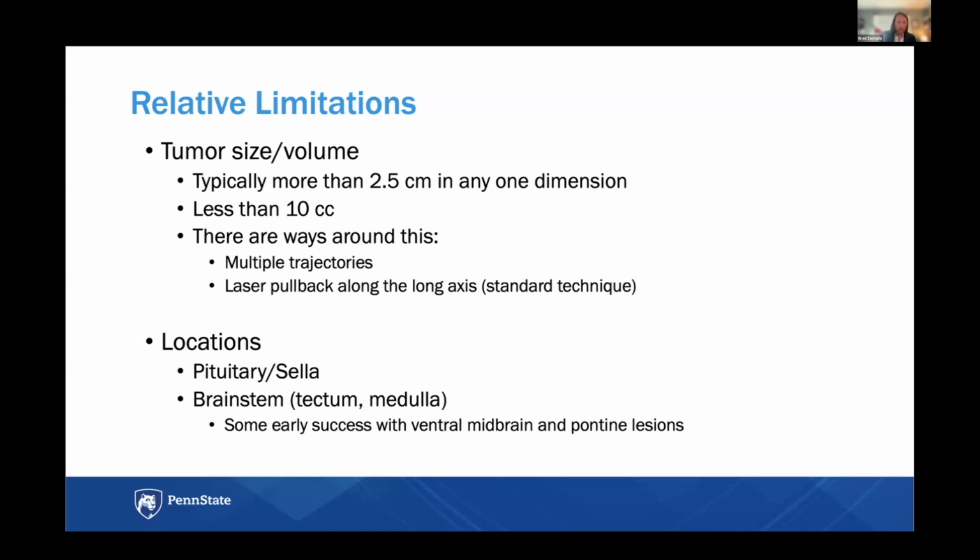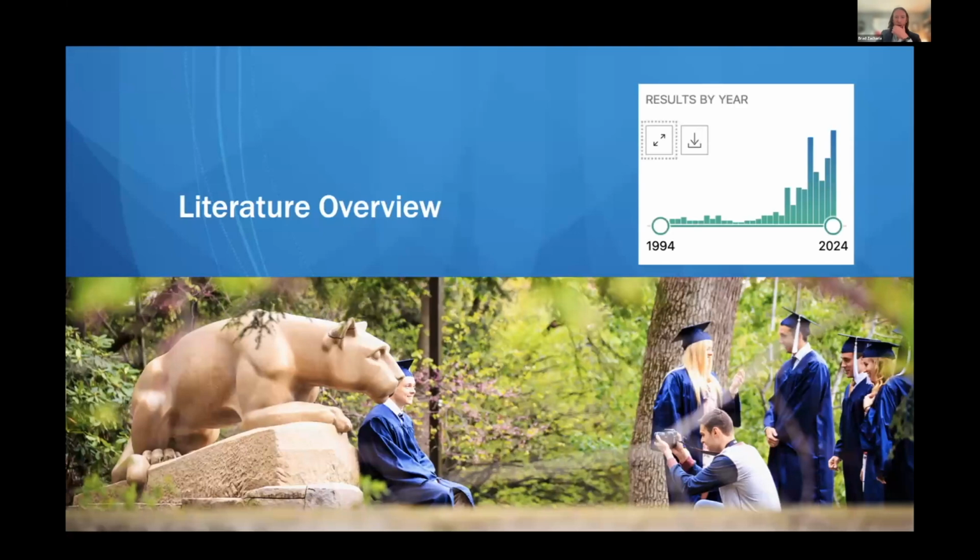Sellar pituitary lesions don't lend themselves to it, and then brainstem is a little bit later to the game, but people are getting more comfortable doing it with the techniques and the technologies, and certainly this is a burgeoning area of treatment with laser ablation. So, as one might expect, if we go back to the 90s, the proliferation of literature publications on LITT has increased dramatically.